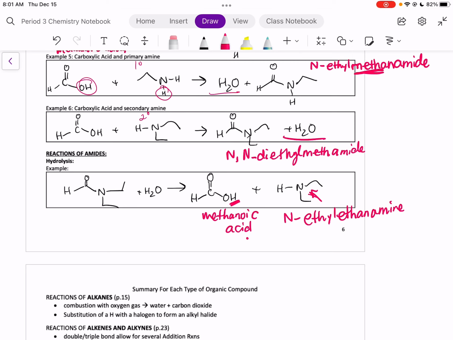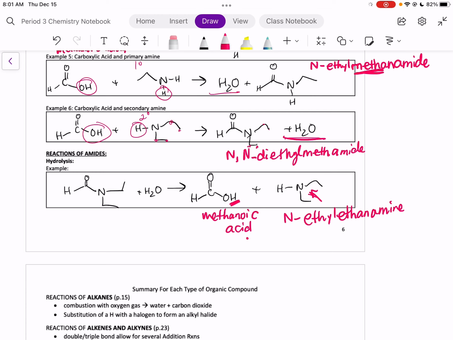If I have a secondary amine, I'm going to make this amide here. So I have my water that I'm making. I'm going to put 1, 2. It's going to stay on that nitrogen. 1, 2 stays here.